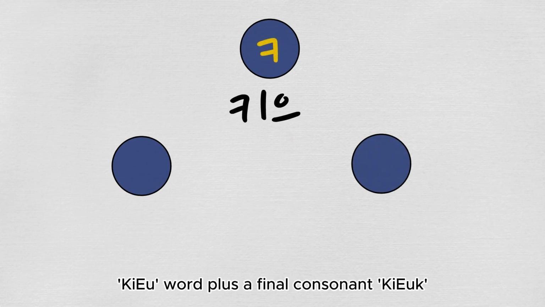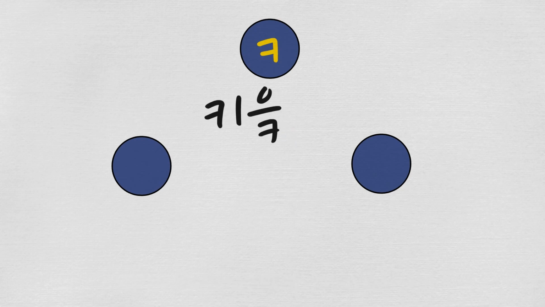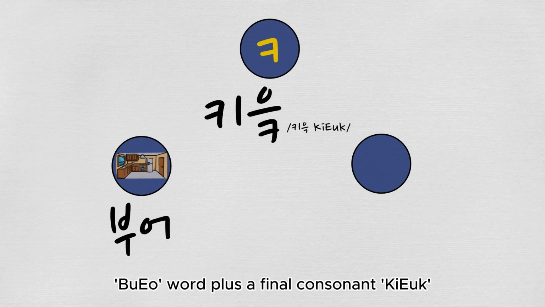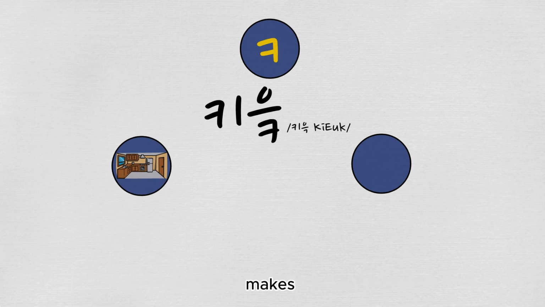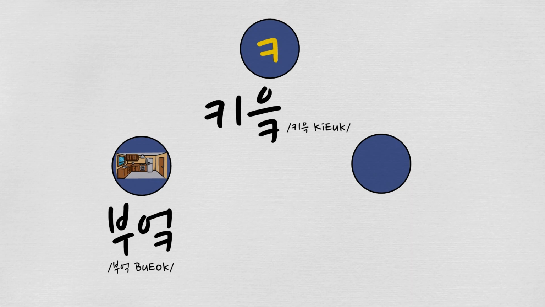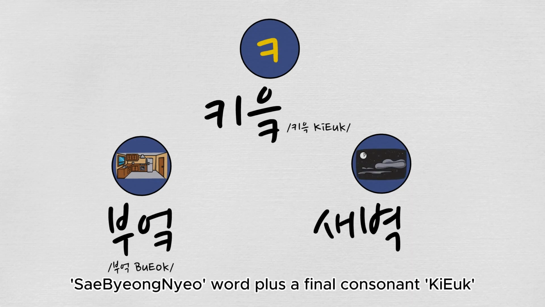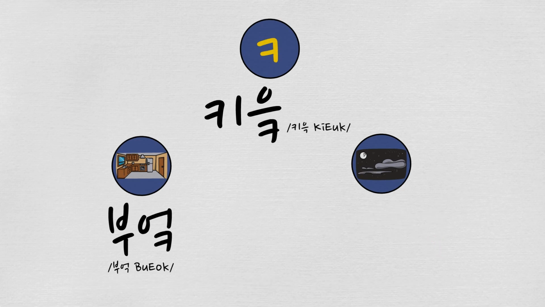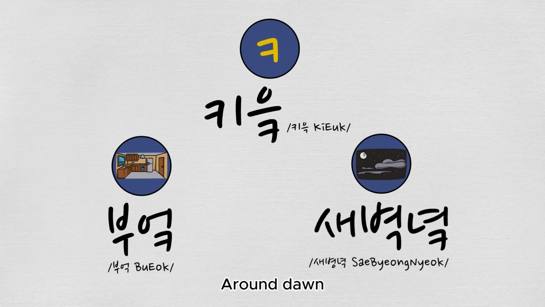Look at the pictures and find out the words. 키읔, a word plus a final consonant 키읔, makes 키읔. 부어 plus a final consonant 키읔 makes 부엌, kitchen. 부엌. 새벽 plus a final consonant 키읔 makes 새벽녘, around dawn. 새벽녘.